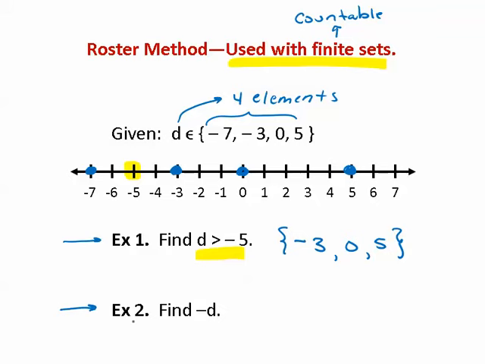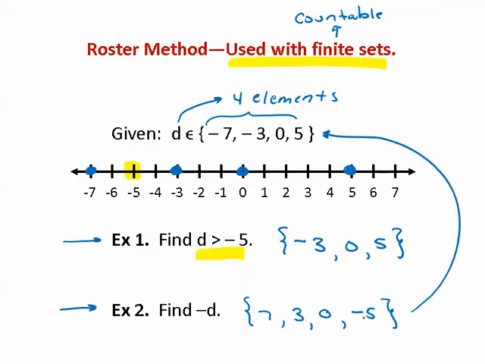In example 2, they want us to find negative D. Well, if D is one of the 4 values, -7, -3, 0, and 5, the opposite of those values would be -7, the opposite of -7, which is 7. The opposite of -3 would be 3. 0 is a neutral number, so the opposite of 0 is still 0. Then the opposite of 5 would be -5. So all we had to do to find negative D is to change the values, or the signs, if you will, in the given set.